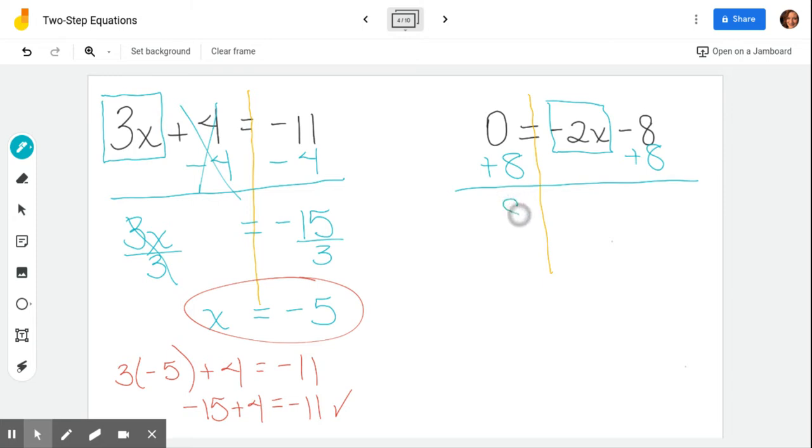0 plus 8 is 8. Bring down my equal sign. Bring down my negative 2x. And then minus 8 plus 8, they cancel. It's like it never even happened. That was the whole idea.